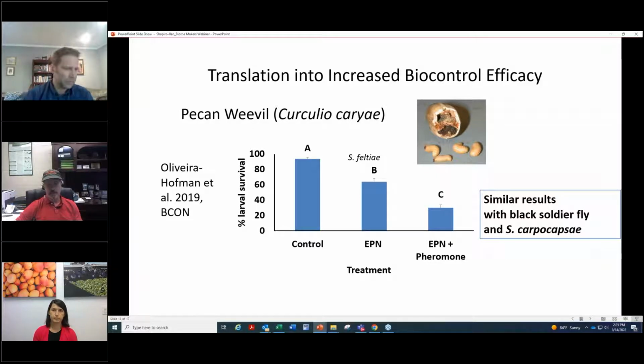So in the lab and greenhouse, we saw very quickly that if you expose the nematodes to their ascaroside pheromones, you can enhance infectivity. This is percent survival of pecan weevil, a major pest in pecans, and survival is reduced even further with the pheromone than with the nematodes themselves. EPN is entomopathogenic nematodes. So we see this result with pecan weevil as well as black soldier fly. And again, this is greenhouse and laboratory. So we want to see, can this work in the field?